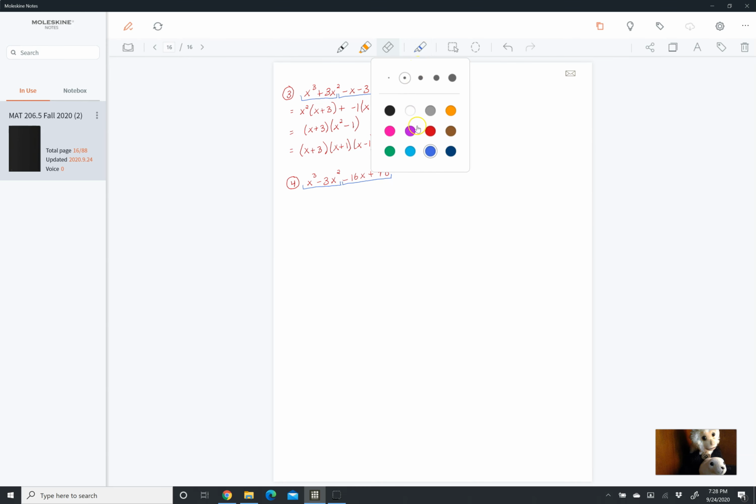From the first 2 terms, we can take out an x squared, not surprisingly, leaving us with x minus 3. And from the second 2 terms, we can actually take out a -16, which leaves us with an x minus 3. x minus 3 can get pulled out, leaving us with x squared minus 16. And here, we can factor x squared minus 16. 16 is a perfect square. It leaves us with x plus 4 times x minus 4. Okay, let's do one more.